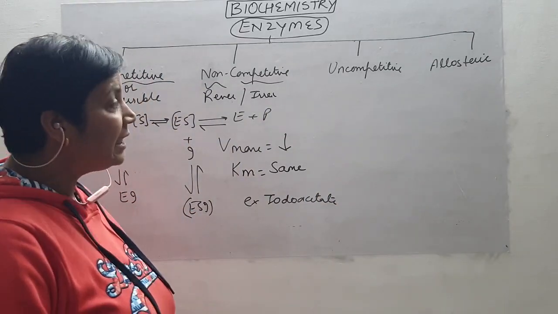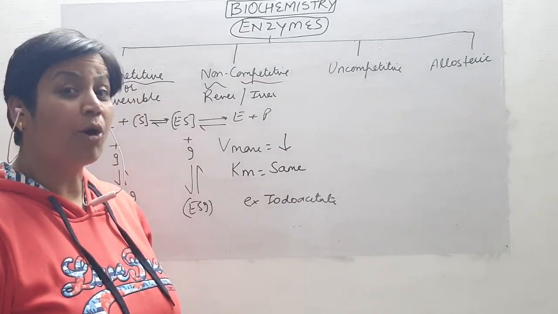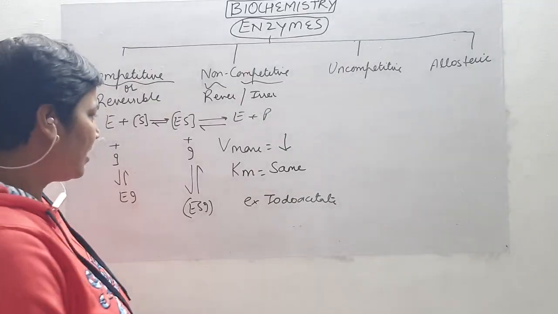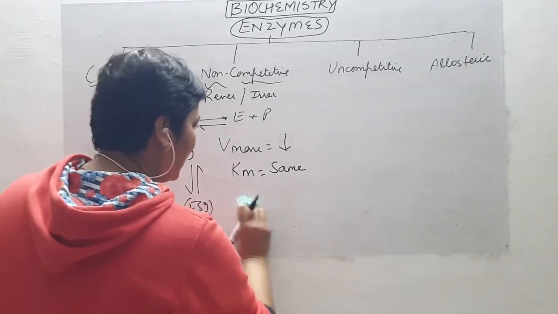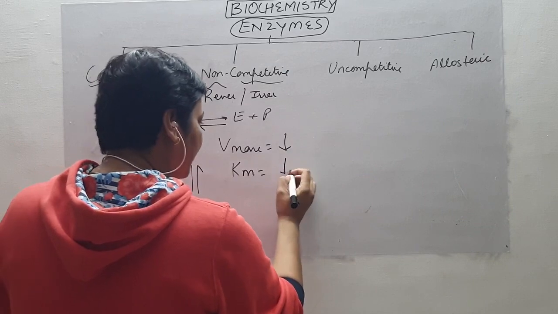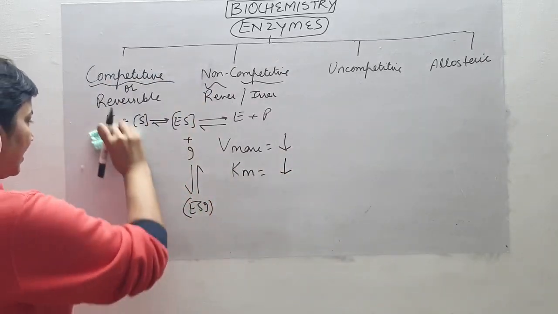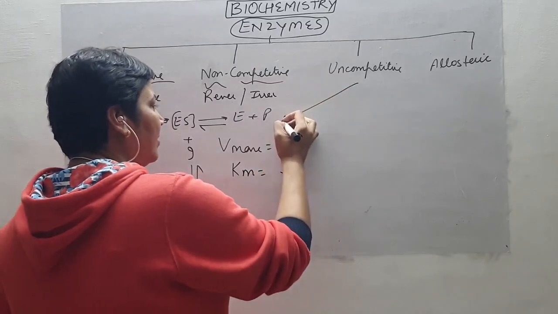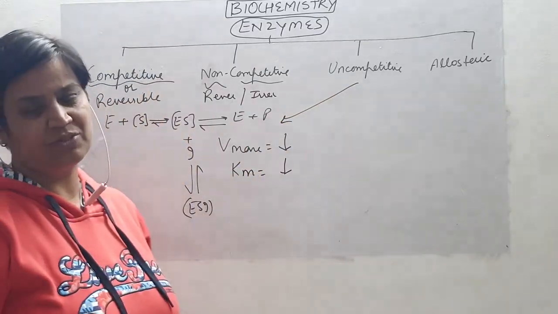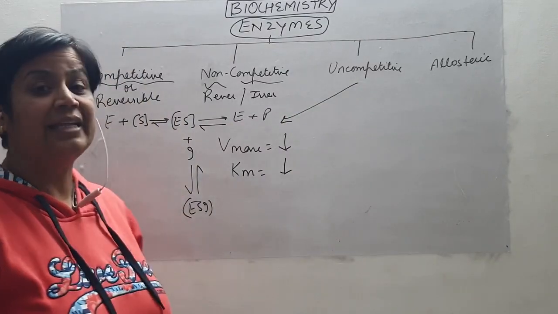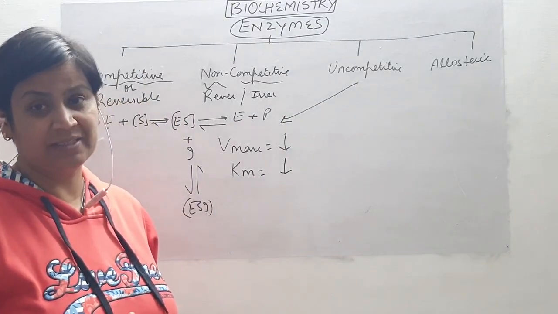Then the third inhibition is uncompetitive. Uncompetitive means nothing is there. Very rare. And what happens here is Km and Vmax both are decreased, and the inhibitor is going to bind only with the enzyme substrate complex.